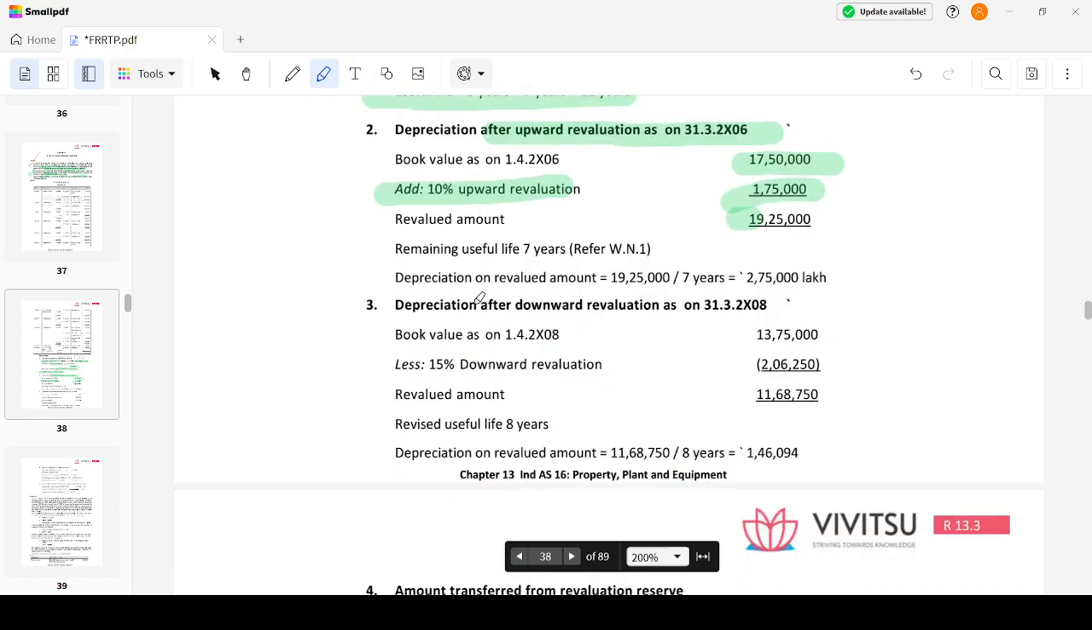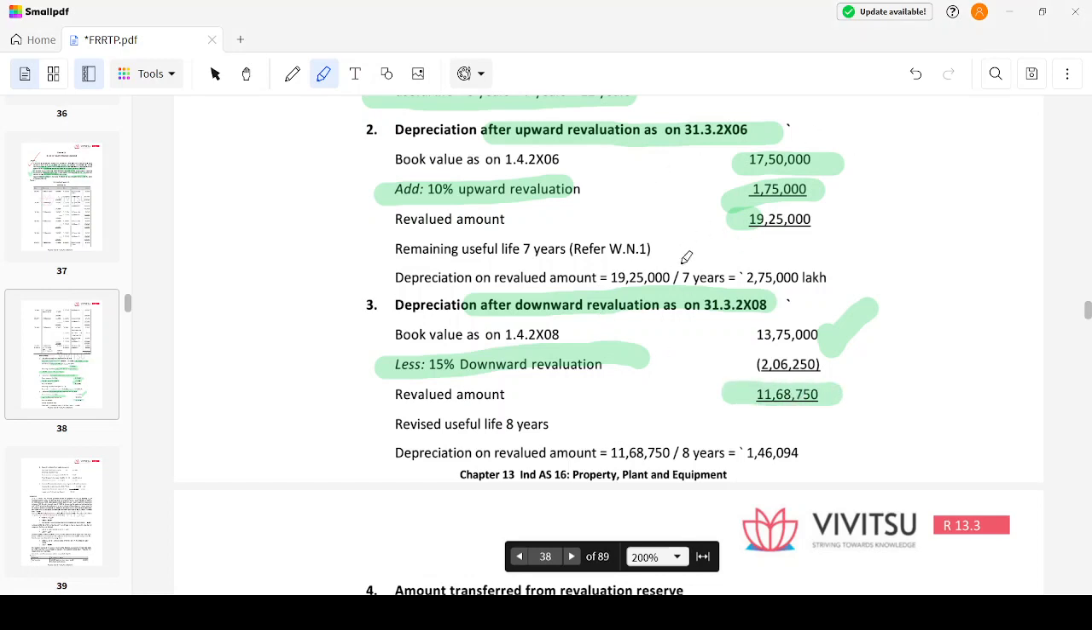Then depreciation after downward revaluation as on 31/3/20x8. Now here it is 2 years from now. So it would be 19 lakh 25,000 minus 2 lakh 75,000 minus 2 lakh 75,000, which is 13 lakh 75,000. 2 years depreciation have been provided. Now 15% downward revaluation is 13 lakh 75,000 into 15 percent, which is 2,06,250. So revalued amount will be 11,68,750.